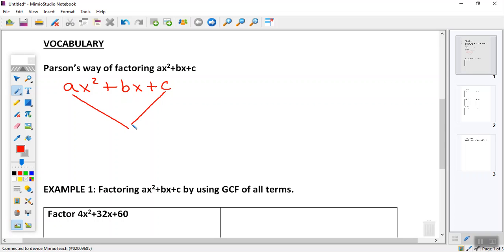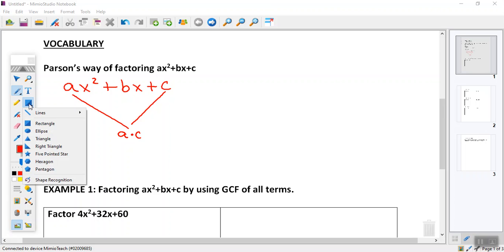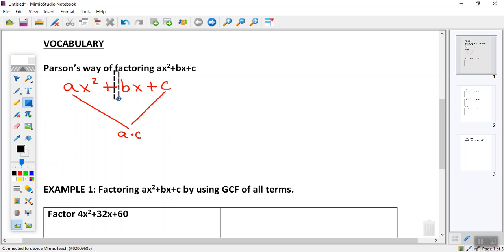You're going to take a times c, and you're going to get some number. All right, and we'll do an example here in a second. Then I always tell kids to do this next. Once you know that, here's what I want you to do. I want you to put a box around the b and the ac. Forget that the x is in here, but I'm kind of boxing the b and the ac.